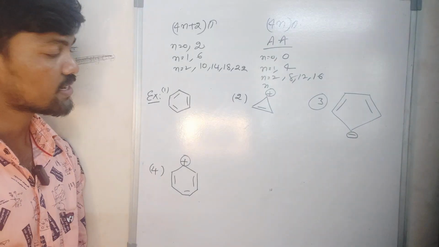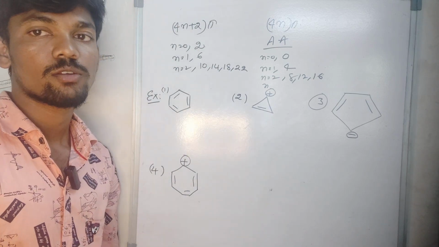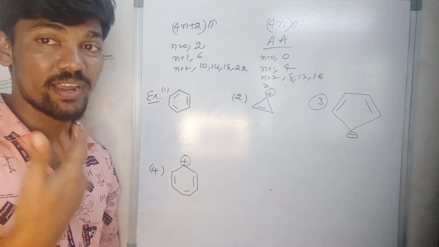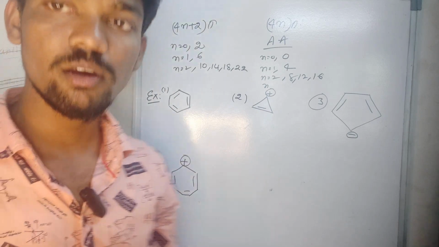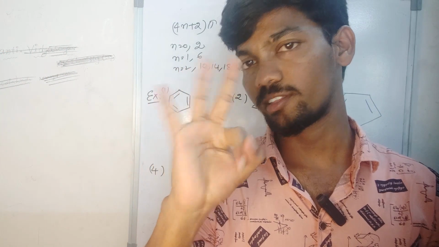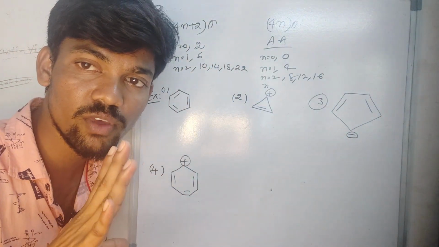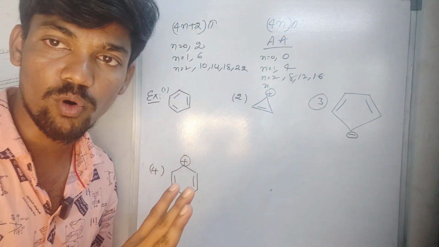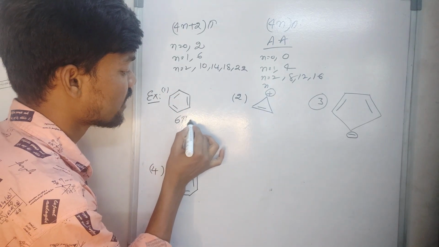Listen here. This molecule is benzene. You know that very well. Today we have to discuss how many pi electrons will be there. Carefully observe: how many pi bonds are there? Three pi bonds are there. Each bond contains 2 electrons. So with 3 bonds, how many total electrons are there? 6 pi electrons are there.